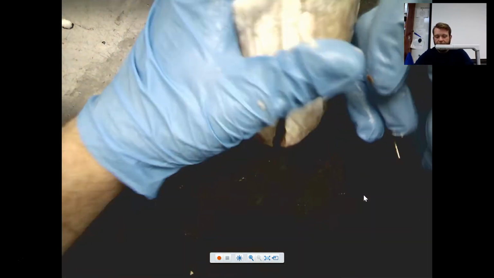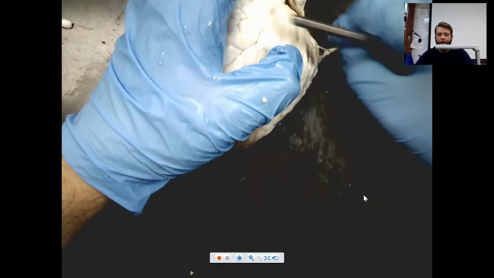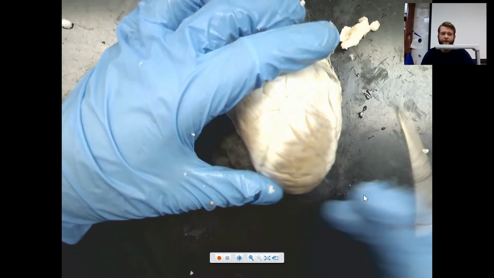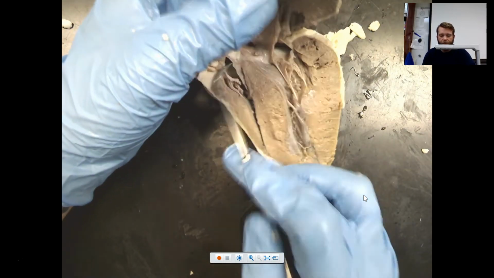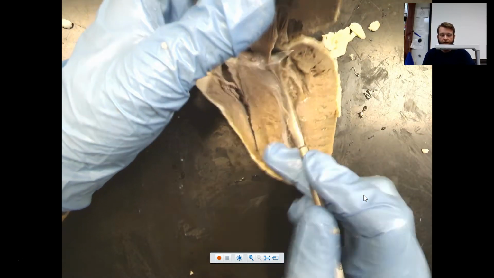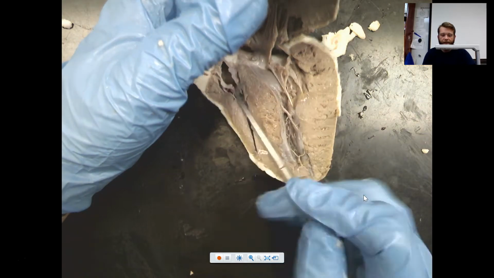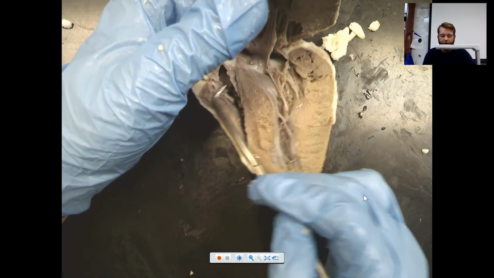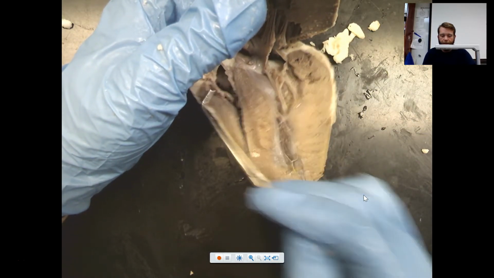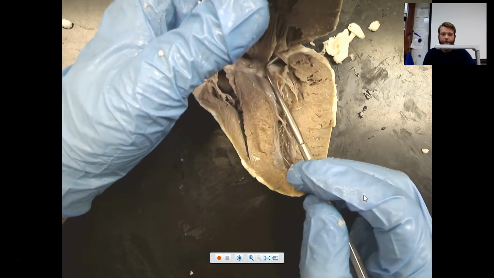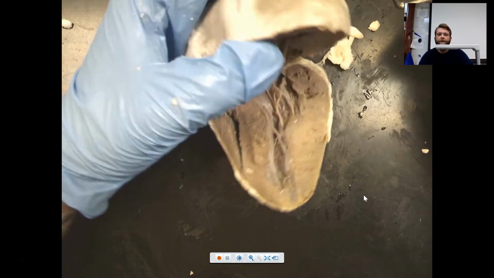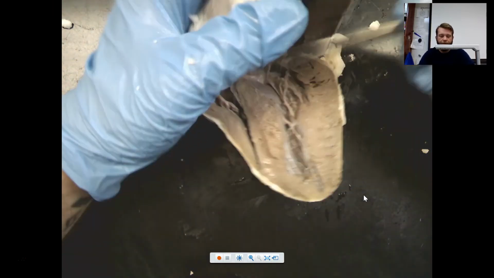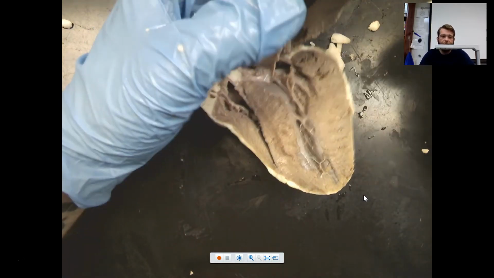The valves in the heart that you guys need to be able to identify are the atrioventricular valves, the valves that are between your atria and ventricles. So you've got two, one on the right, one on the left. On the right side, you have a valve that's got a couple different parts, and on the other side, you have another number of flaps. You can call them bicuspid and tricuspid valves, but I always remember the right and left atrioventricular valves.